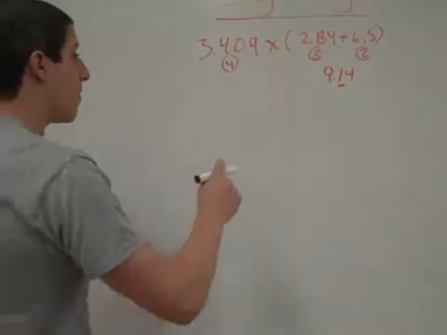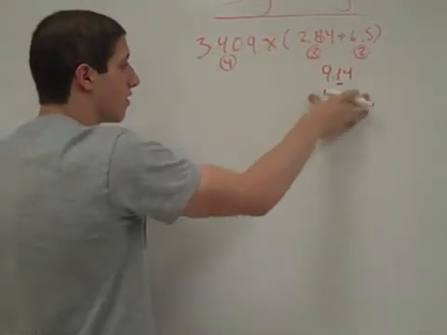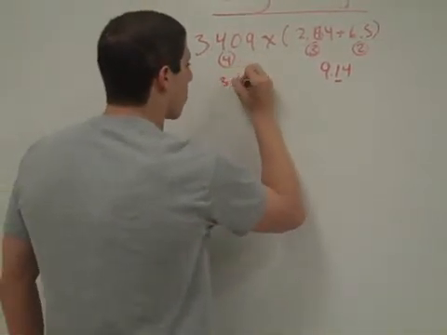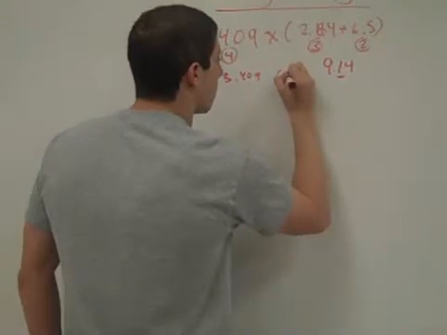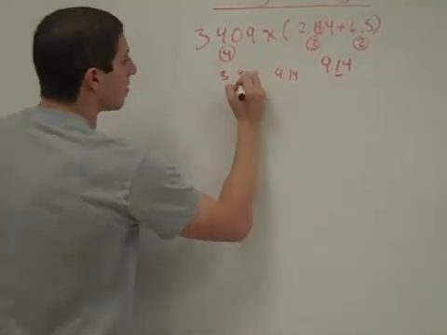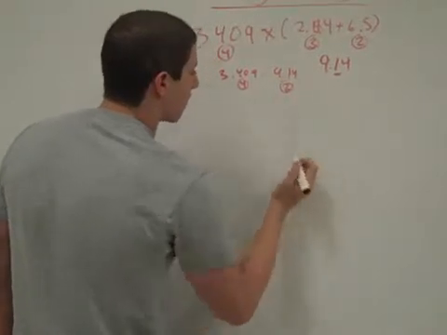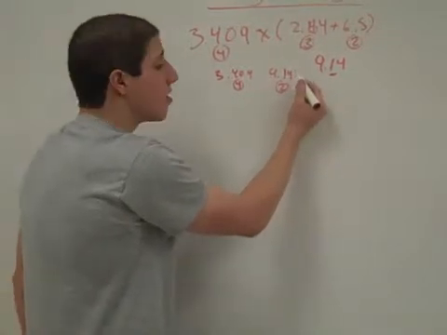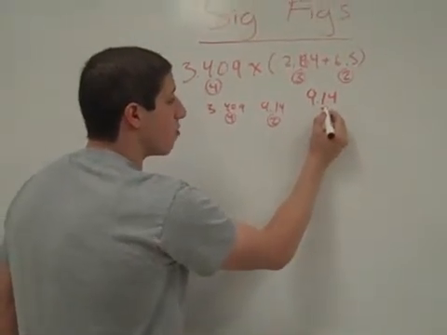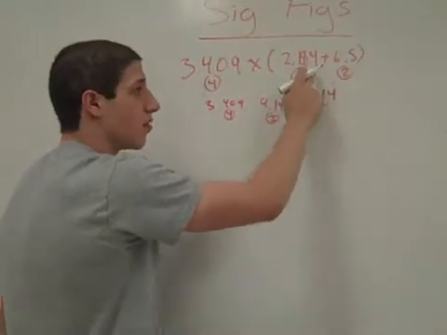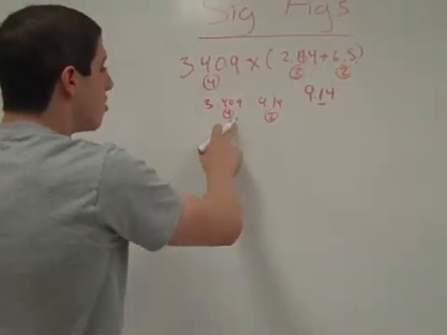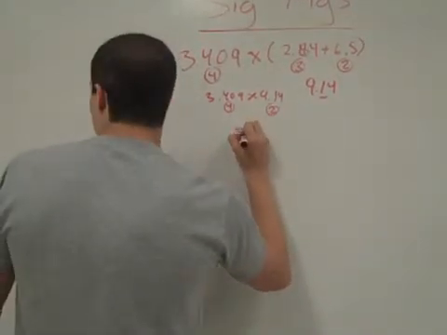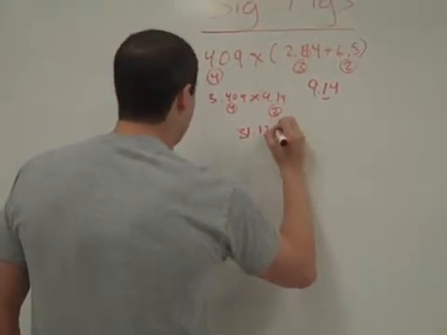Now, once you finish what's inside the parentheses, you go to the outside and you multiply 3.409 times 9.14. Now, this has 4 significant figures. This has 2 significant figures. Because remember, although this is a 3 significant figure number, we have to remember that we're going to have to round it later to 2 because of what we did inside the parentheses. So when you multiply these two numbers, you receive a number along the lines of 31.15526.